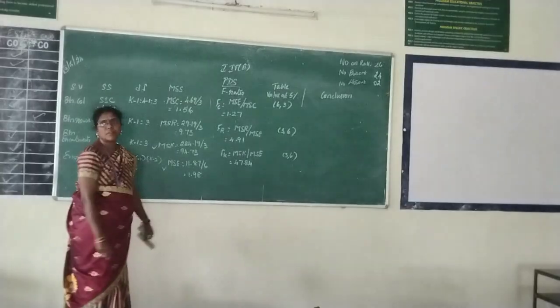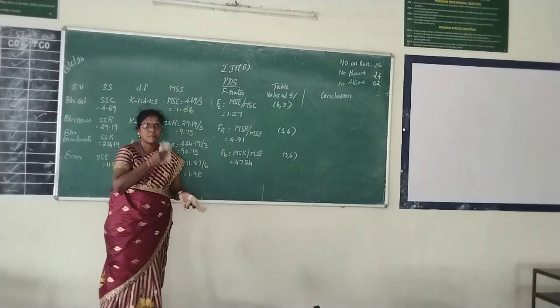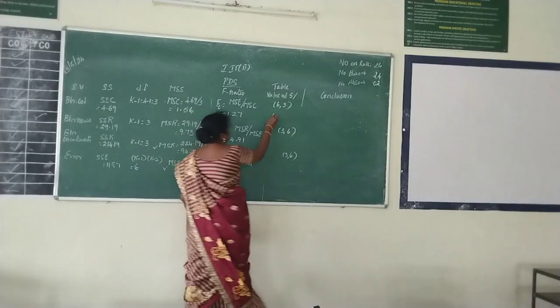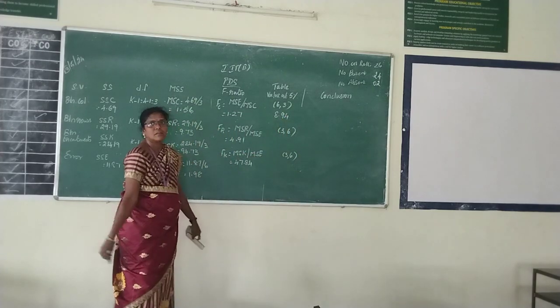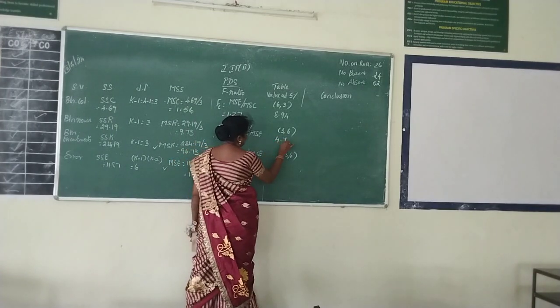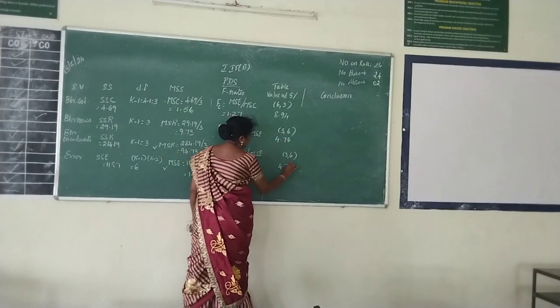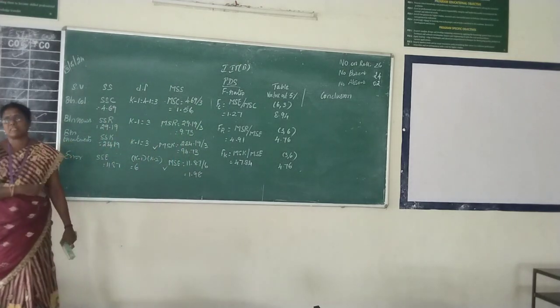Which one, ma'am? 6 comma 3, what is the answer? 8.94. So since it will be easy to compare, I am including the two columns as extra.